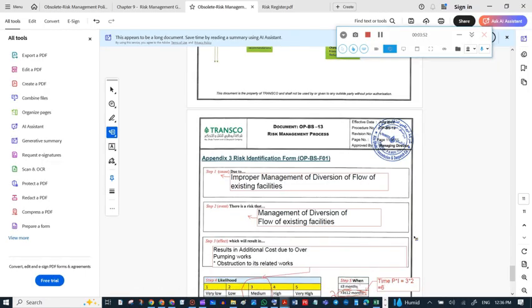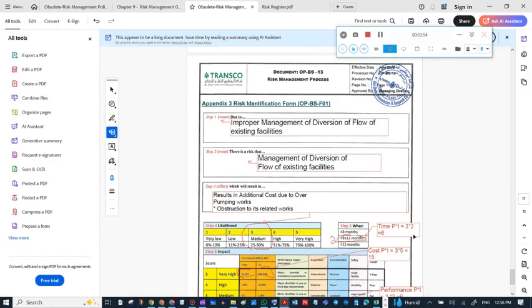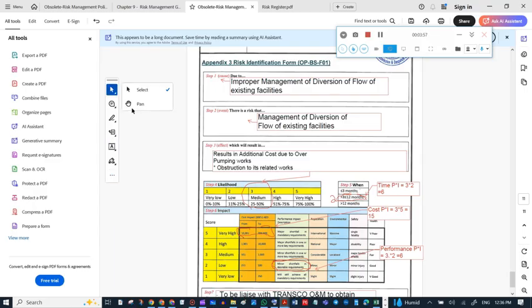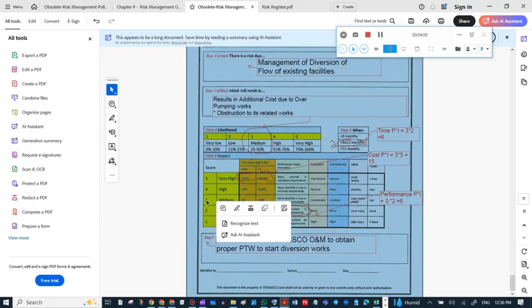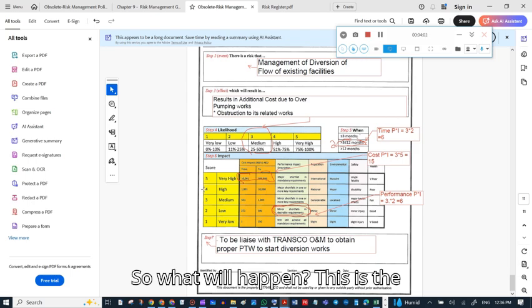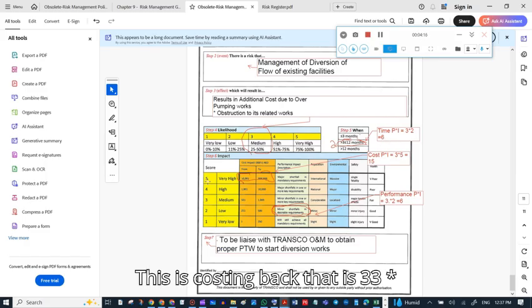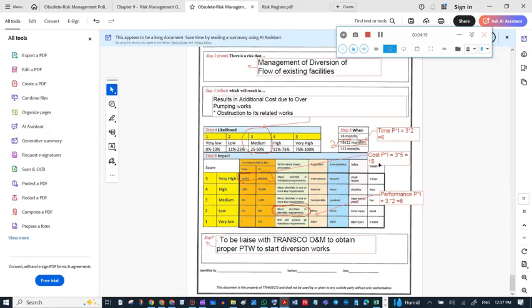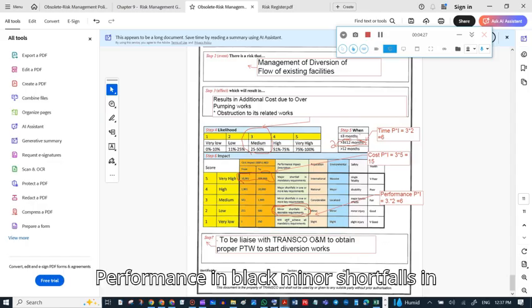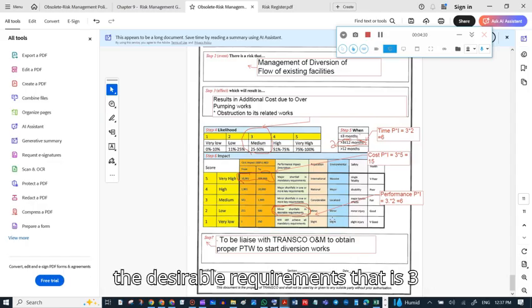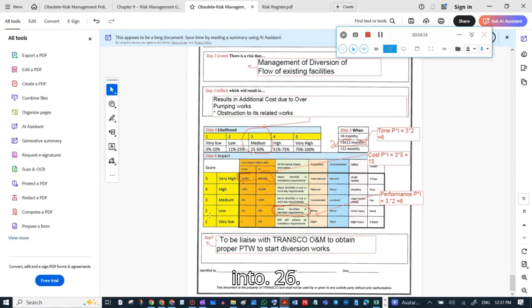So what will happen? This is the likelihood, and this is the impact. This is the time impact. It is 3 into 2, that is 3 into 2 equals 6. This is the cost impact. That is 3 into 5, cost impact, it is 15. And this is the performance impact: minor shortfalls in the desirable requirements. That is 3 into 2 equals 6.